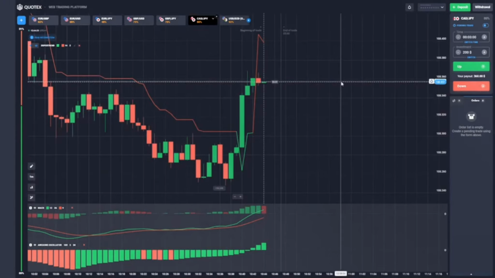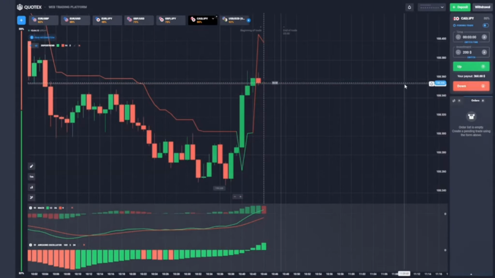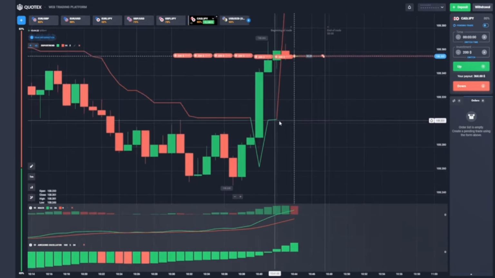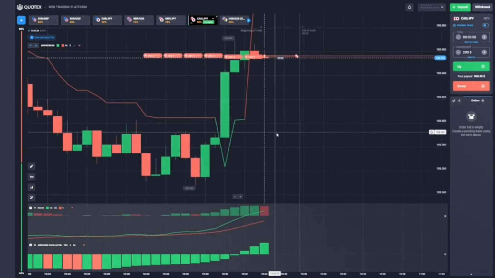Easy strategy on Quotex can grow even a $10 account. Only 3 indicators are used and are very easy to set up and get entries from them.